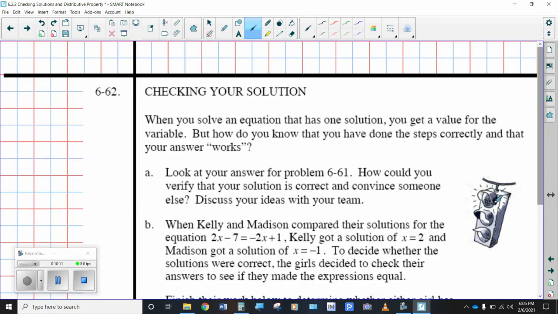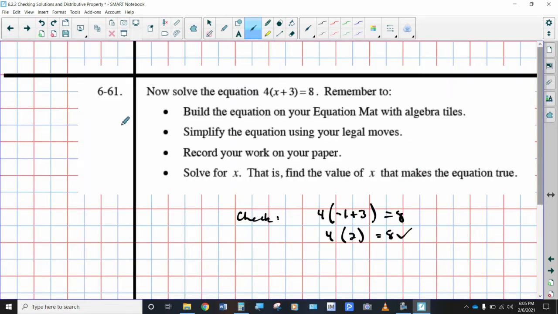All right, this is a stoplight problem, so let's see what the issue is. It says when you solve an equation that has one solution, you get a value for the variable. But how do you know that you have done the steps correctly and that your answer works? I've been showing you this. This is called the check, right? Look at your answer for problem 61. How could you have verified that the solution is correct? Well, we did it right here with the check.